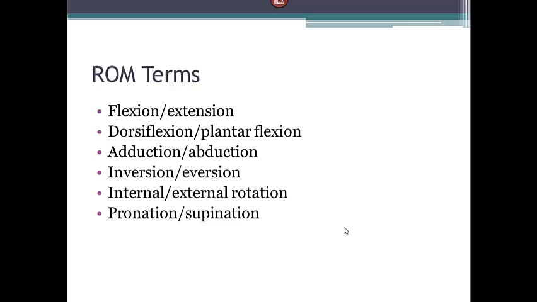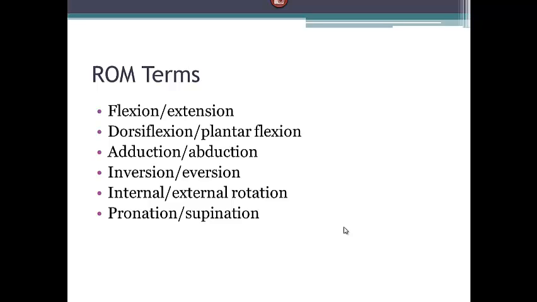Inversion and eversion. Inversion is turning of the plantar surface of the foot inward. Examples of these joints, of course, have to be the subtalar and mid-tarsal joint of the foot. So it has to be the foot, because inversion is nothing more than turning of the plantar surface of the foot inward. And eversion is the same but outwards. So the same joints of the foot are involved.